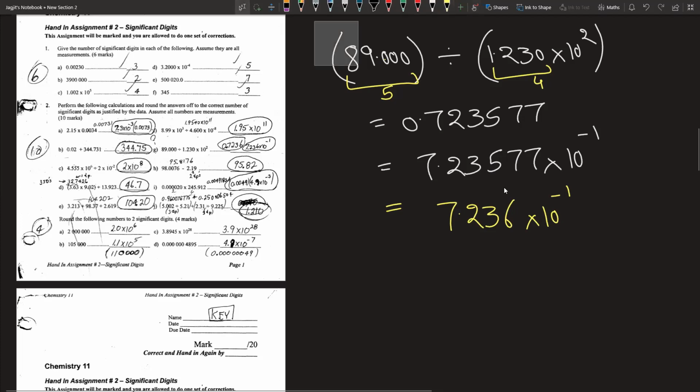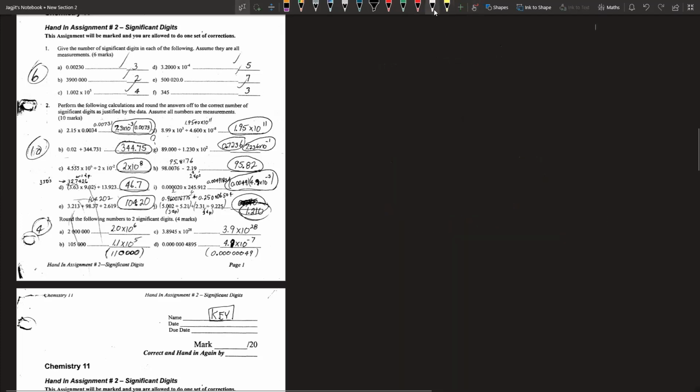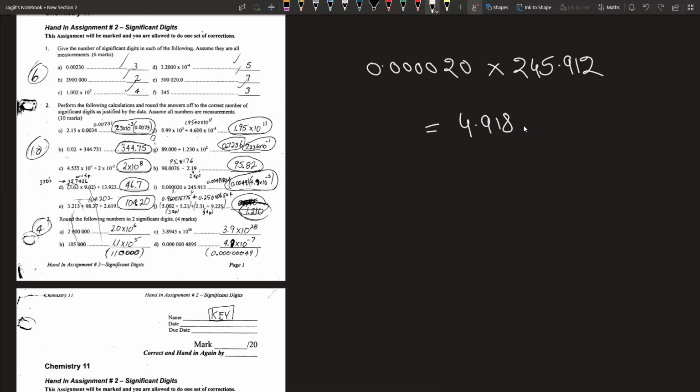Okay, simple stuff. Multiplication and division sig fig is super simple. Let's try the next question where we have 0.000020 times 245.912. We're going to multiply them. Blindly punch it in, and you should get 4.918 times 10 to the power minus 3.